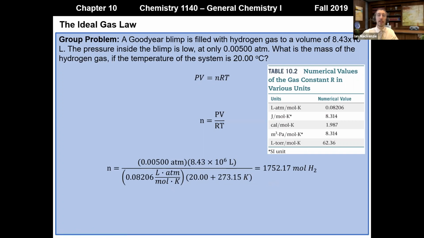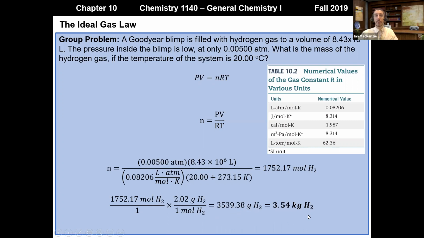And I come out with 1,752.17 moles of hydrogen. At this point, I'm not worrying about significant figures. Now that I have number of moles of hydrogen, I can convert that to mass of hydrogen using the molar mass of H2. And so then I come out with 3,539.38 grams of hydrogen. Now I have to watch significant figures. Up in this equation, I have only 3 significant figures for a couple of these, so I'm limited then to 3 significant figures. And I decide to convert from grams to kilograms simply by dividing by 1,000. So that will give me, if I round this out to 3 significant figures, 3.54 kilograms of hydrogen.